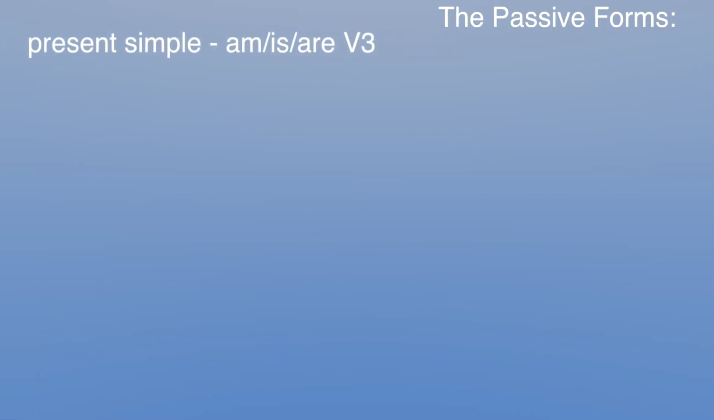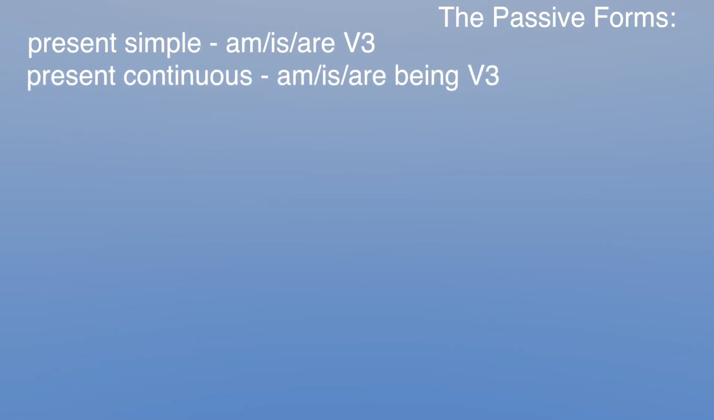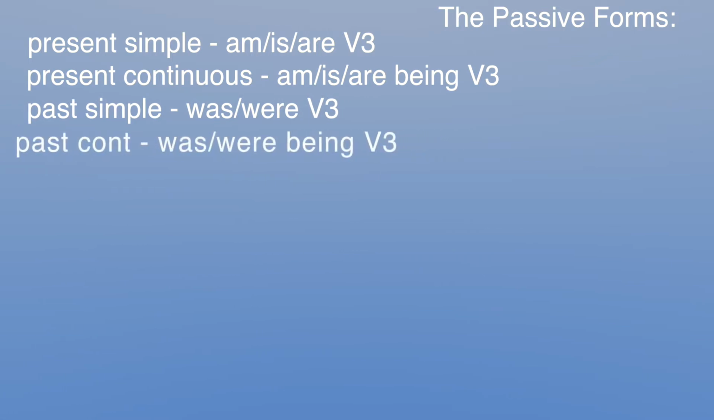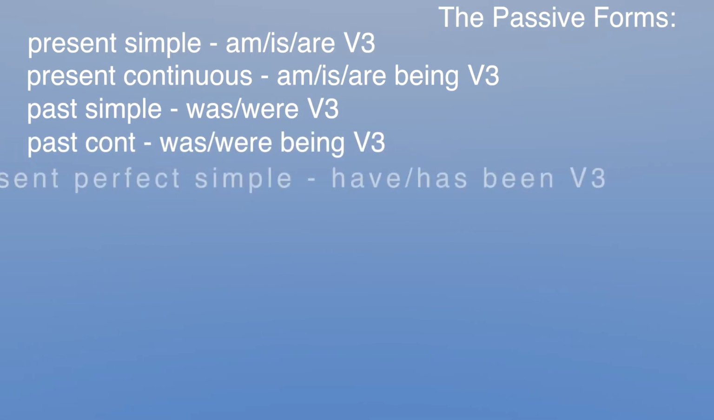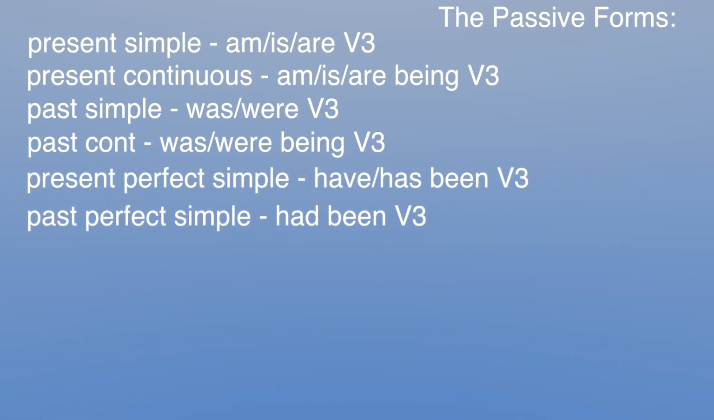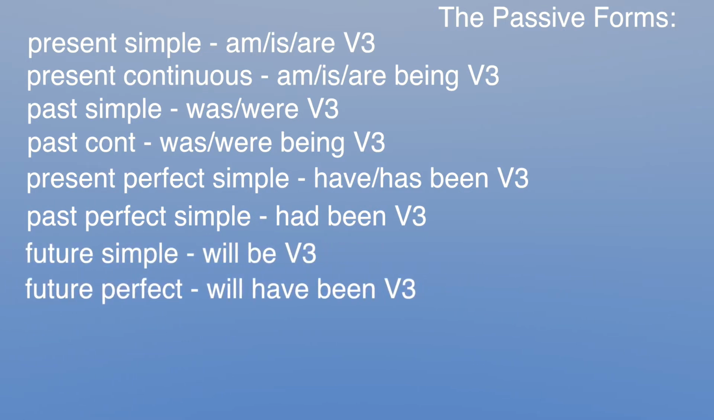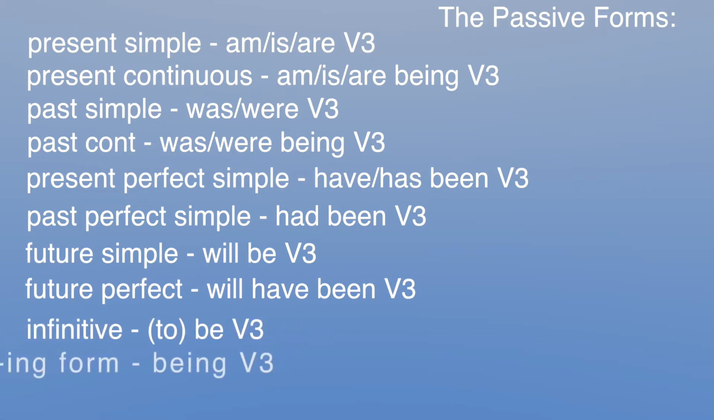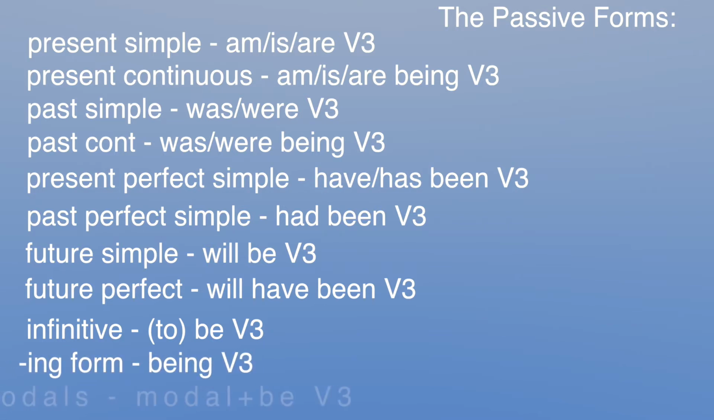The passive forms are present simple, am is are, verb 3. Present continuous, am is are being, verb 3. Past simple, was were, verb 3. Past continuous, was were being, verb 3. Present perfect simple, have has been, verb 3. Past perfect simple, had been, verb 3. Future simple, will be, verb 3. Future perfect simple, will have been, verb 3. Present infinitive, to be, verb 3. ing form, being, verb 3. Modals, modal verb plus be plus verb 3.